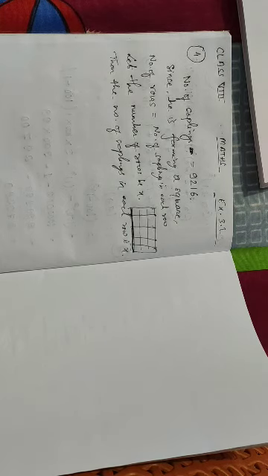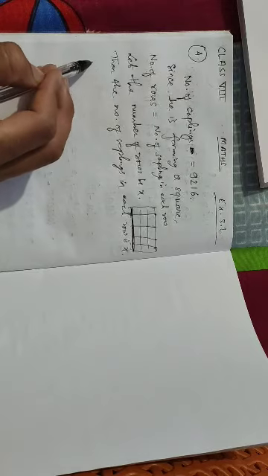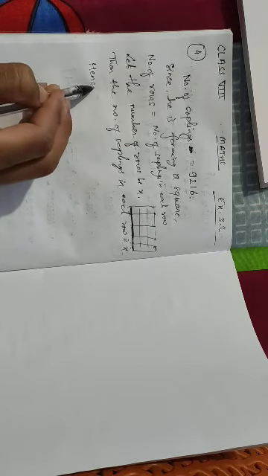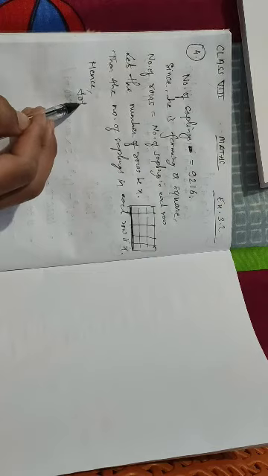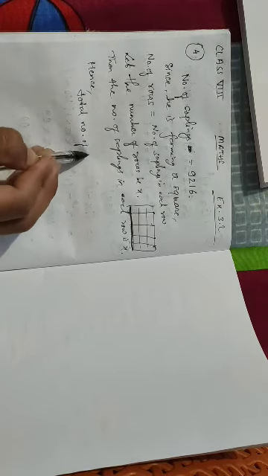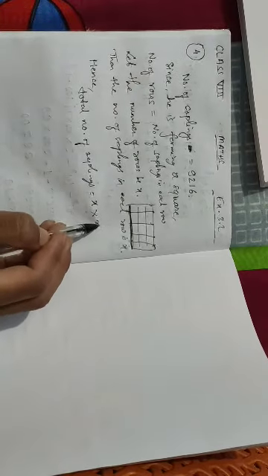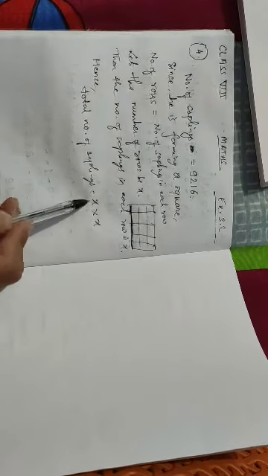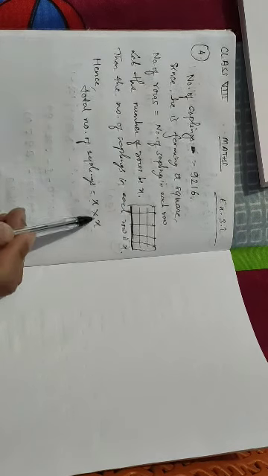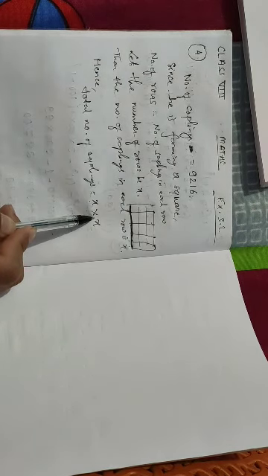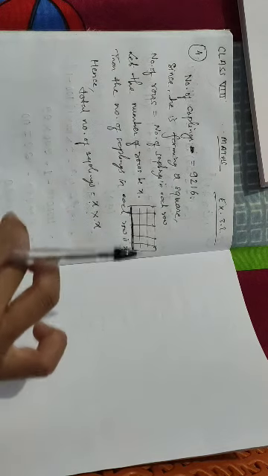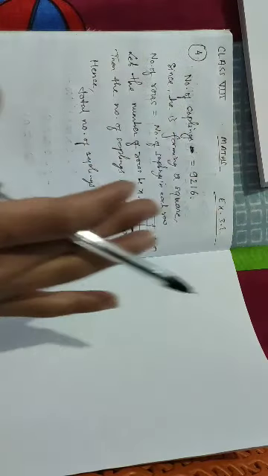Okay, then now hence total number of saplings equals to how much? X into x. Why? Because he is planting in x rows, and the number of saplings in each row is x. Okay, did you understand? In one row there are x saplings and we have x rows, so total number of saplings would be x into x, isn't it?